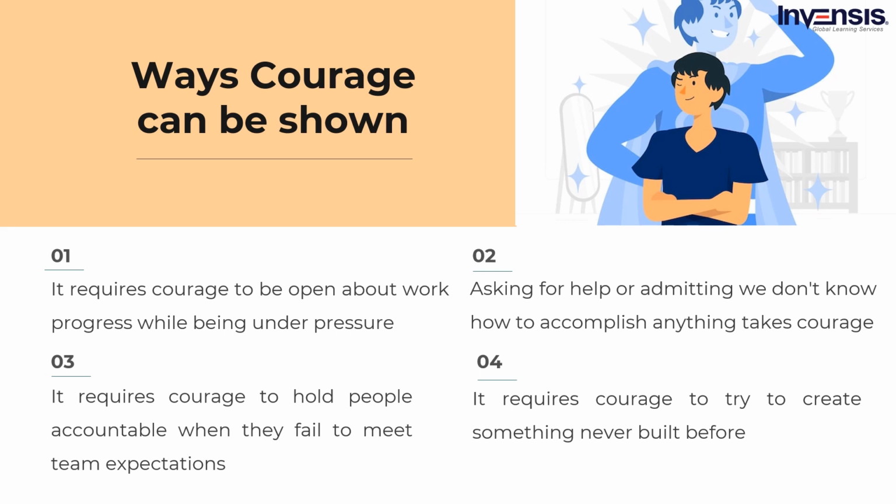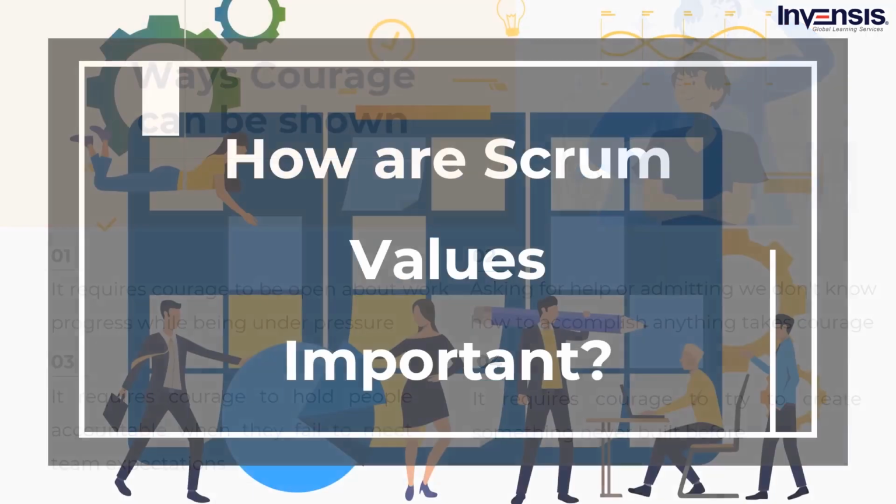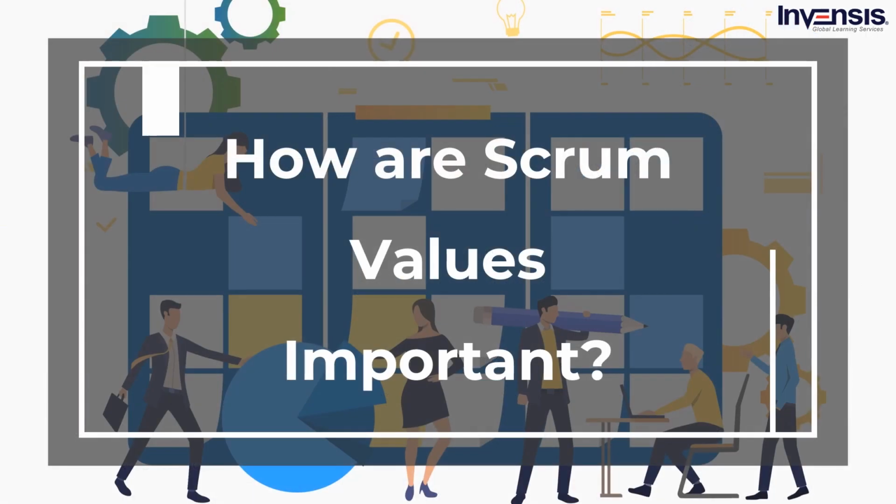For example, it requires courage to disagree with a team member and participate in healthy disagreement, and it requires courage to accept mistakes made. This might apply to technical work, decisions, or the entire attitude of the individuals. So this was about the value, courage. Now, I guess you have some idea about the 5 Scrum values. So, let us now move on to our next topic and see how important are Scrum values.